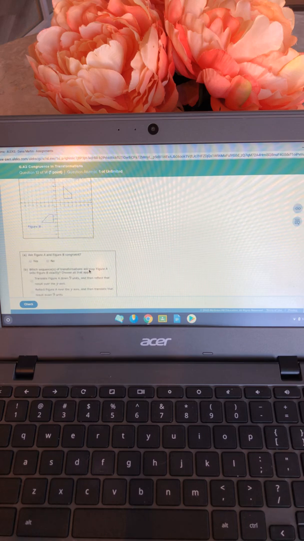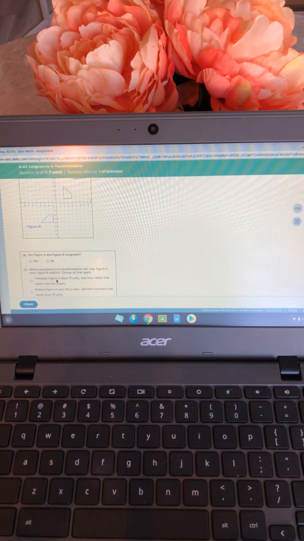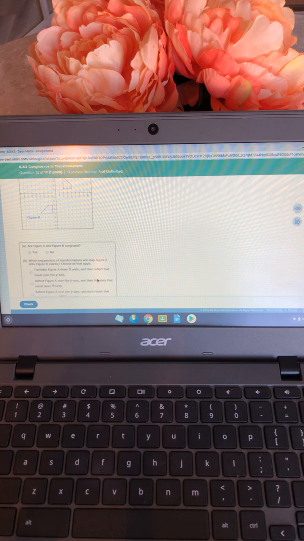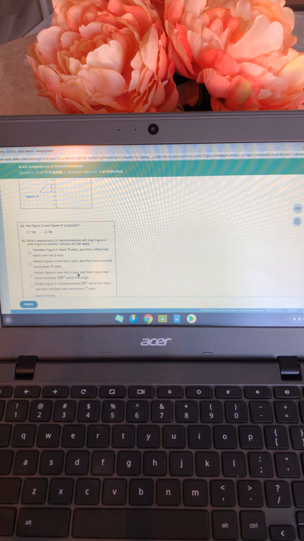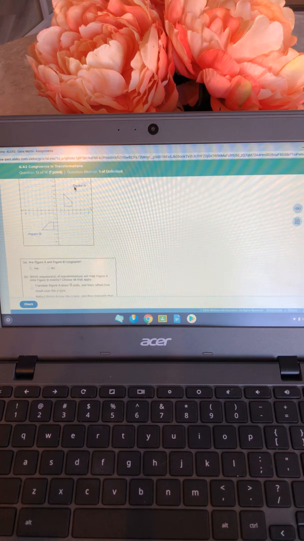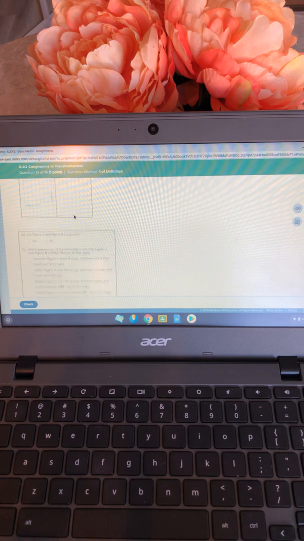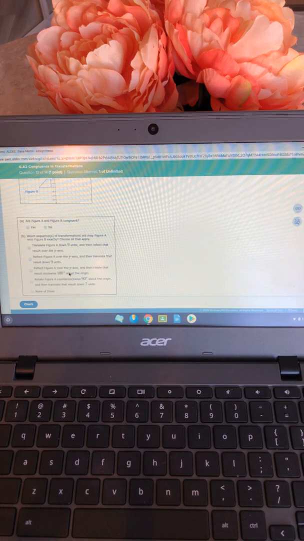Reflect figure A over the y-axis, okay, flip it over, and then translate that down 9 units. Remember what I said? These are the exact same directions. So if it didn't work for the first one, it's not gonna work for the second one. It says the same thing, just a different order. Now, the third one, I'm gonna have to toggle up and down here. Reflect figure A over the y-axis, then rotate that clockwise 180. So reflect figure A over the y-axis, okay, reflect over here. Now, if I go to 180, that ends up over here. So the third one was not the answer, reflecting and then rotating 180.